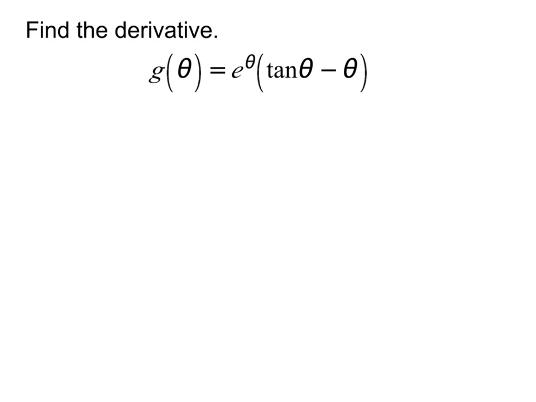So I see e to the theta, and then the parentheses. Is this a function within a function here? No. Well, it should be product rule. This right here, this tan theta minus theta, it looks like it's just being multiplied by e to the theta. Because this is going to be e to the theta times tan theta minus theta. So, since it's multiplying, product rule.